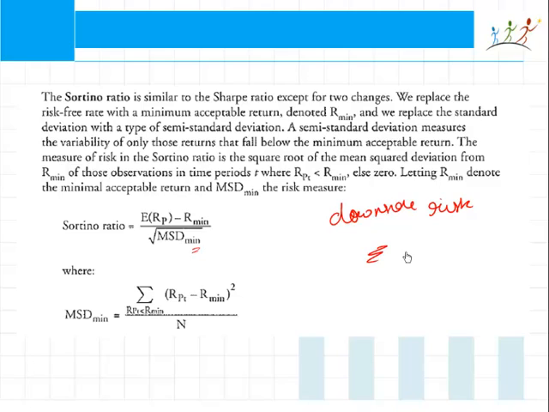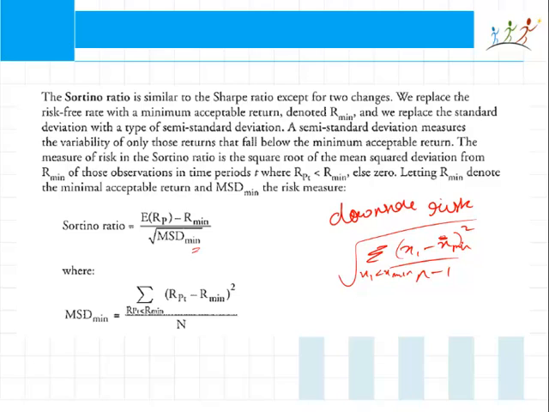So it will be the summation of (xi minus x bar) to the power of 2, averaged, and square rooted. However, x bar will now become the minimum acceptable return. So whenever the return is below the minimum acceptable return, this value will be considered. If x is higher than the minimum acceptable return, then that value will be ignored. So only the losses will come into our standard deviation calculation. So the Sortino ratio focuses only on downside risk.